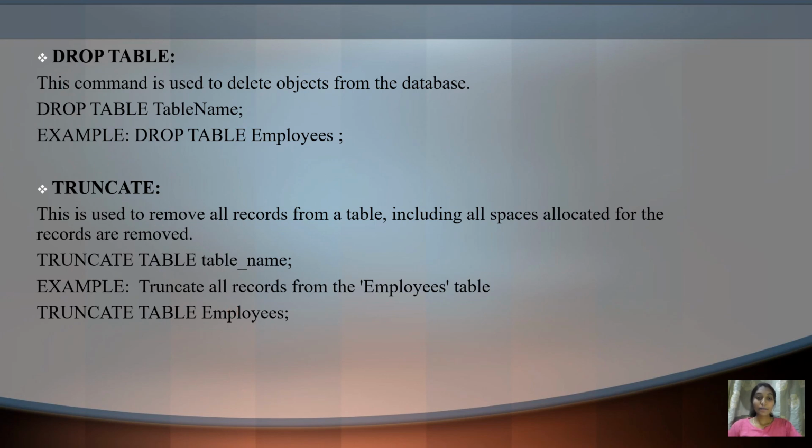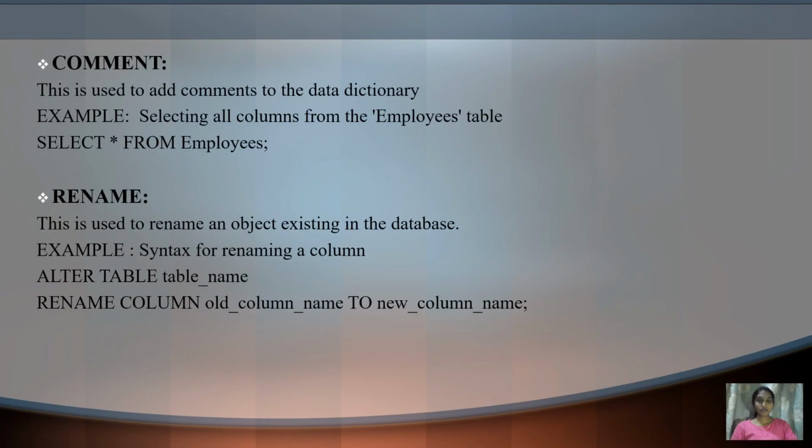Now let's see comment. This is used to add comments to the data dictionary. Example, selecting all the columns from the employees table. So we use select star from employees. That is, we have to display the inserted values in the employees table. So we use the command called select star from employees. This command will display all the inserted values in the table.